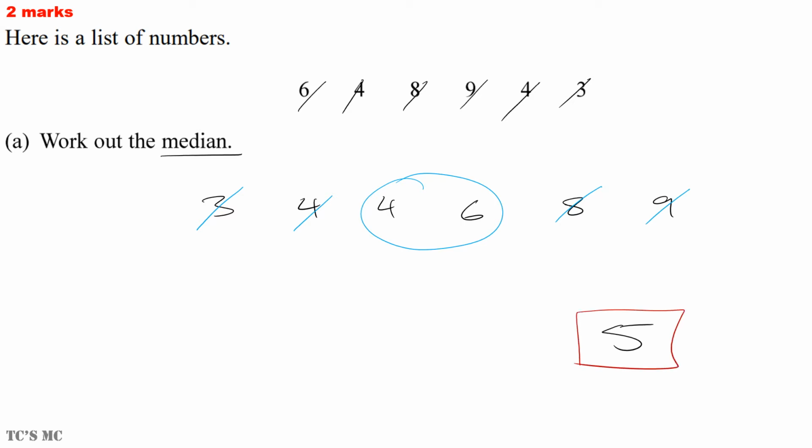If you don't know this, then we do it the way we do a midpoint. We do 4, add 6, divide by 2. So that is 10 divided by 2, and the answer is still 5.